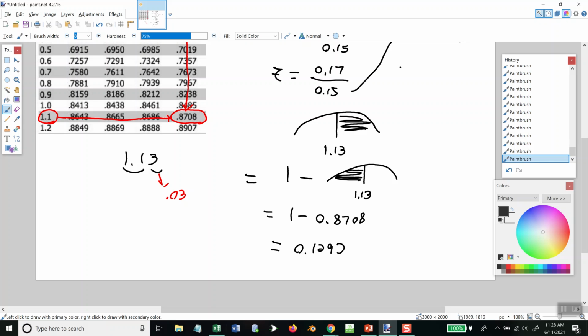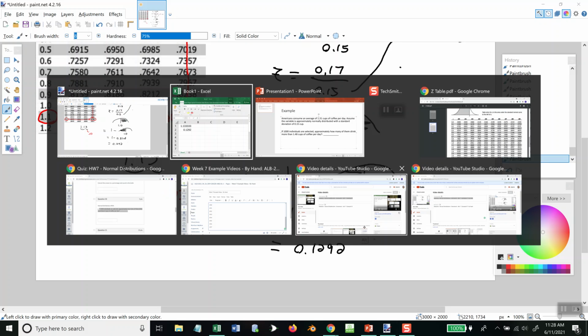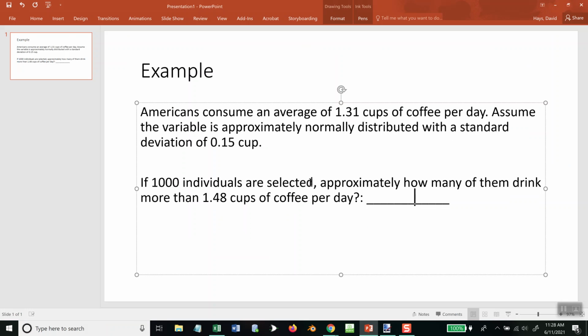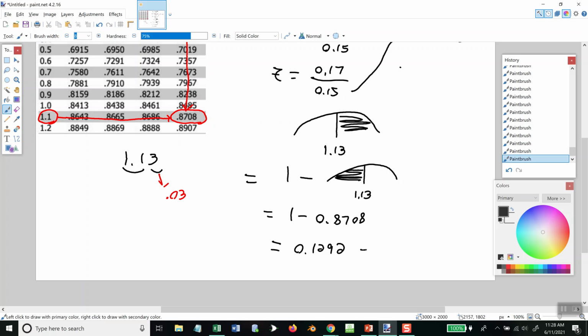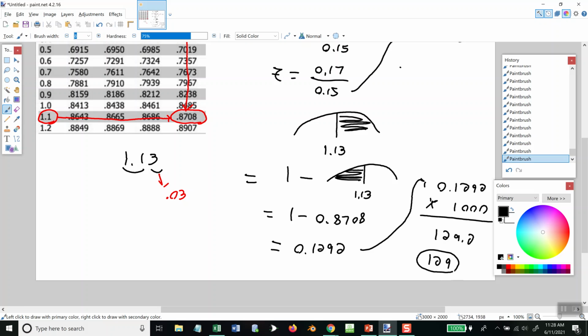Then it's asking us, if 1,000 individuals are selected, approximately how many of them drink more than 1.48 cups of coffee per day? So we then take this and multiply it by 1,000. So 0.1292 times 1,000. And multiplying by 1,000 basically means move your decimal point 3 places. So that'd be 129.2, and you can put that in your calculator. It doesn't imply otherwise, so we're going to round like normal, and that gives us 129 people.